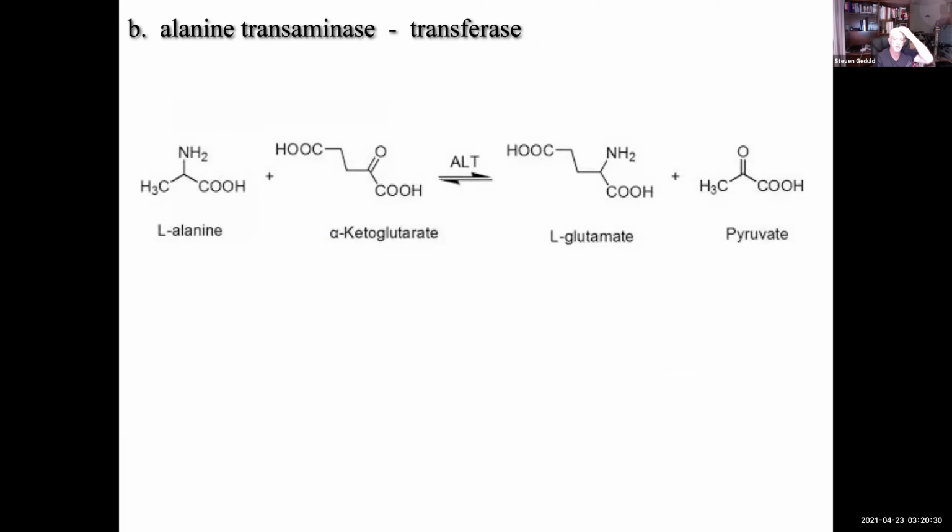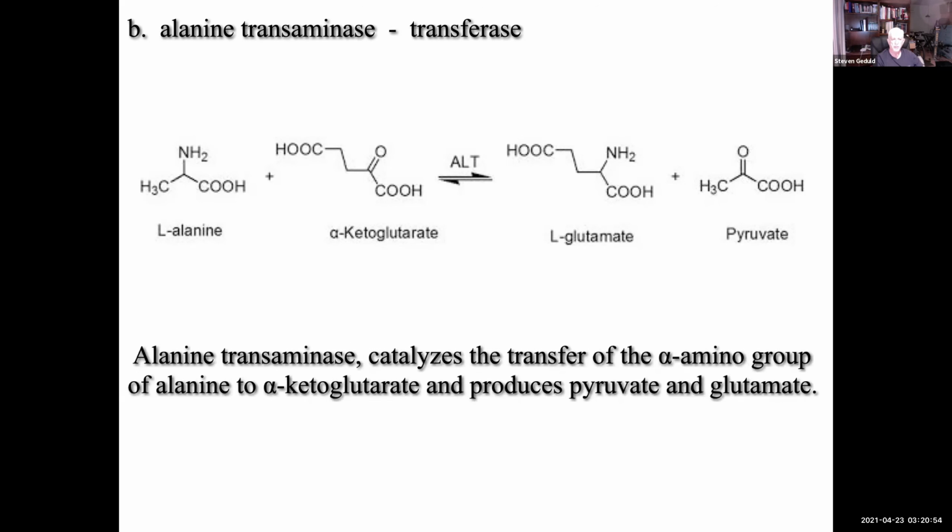Okay, alanine transaminase is a transferase reaction. You look at the two different ones there. You see L-alanine and alpha ketoglutarate. And you look at the NH2 group. The NH2 group goes from alanine to the glutamate. So that's a transaminase, okay? It's a transferase reaction. Alanine transaminase catalyzes the transfer of the alpha amino group of alanine to the alpha ketoglutarate and produces pyruvate and glutamate. You see where the amino group's been transferred. That's a transferase, and it's an alanine transaminase, so it's from alanine.